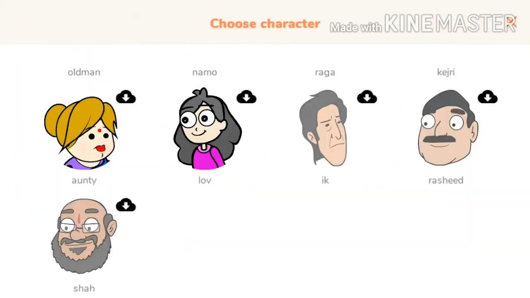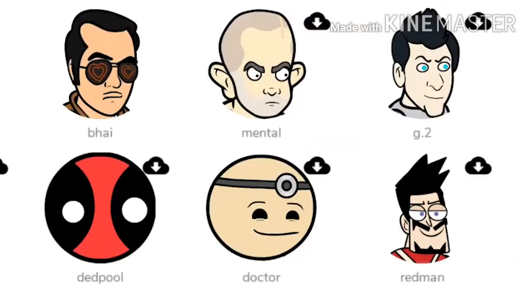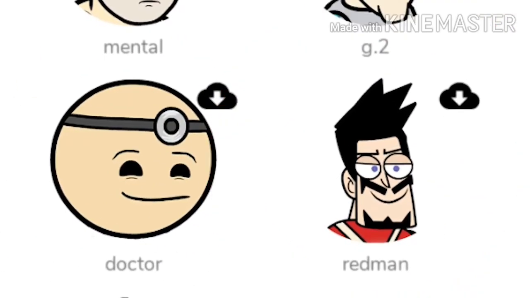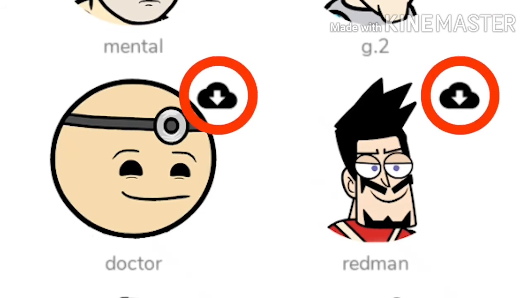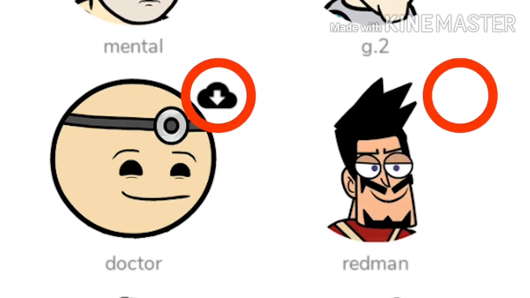Hi, in this video, I will tell you how to add a character in Tweencraft. Just go to this panel and tap on characters. Now you can select any character from this panel. To use any character, you need to download it. Let's download Redman. Once the download is complete, this icon will be removed. This icon is gone now.